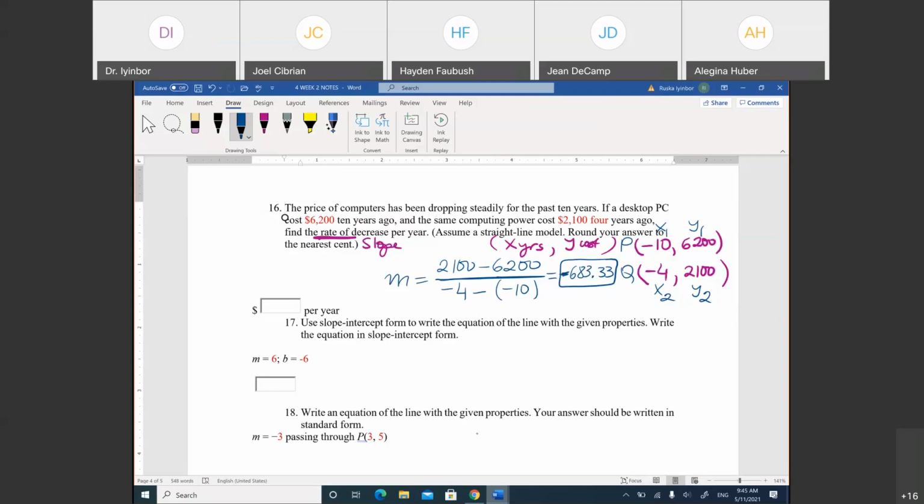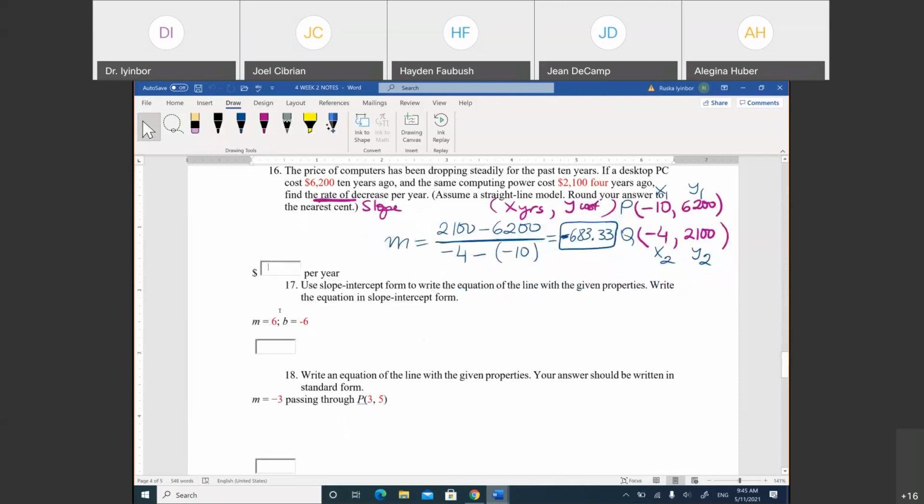So that means the line is decreasing, and in this case, the price is going down. Yes? And that's every year. That's the rate of decrease per year. Everybody understand that? Yes. Any questions? Okay, then you're gonna go and do number 17.